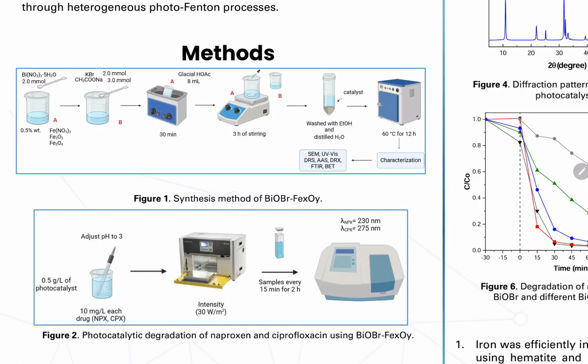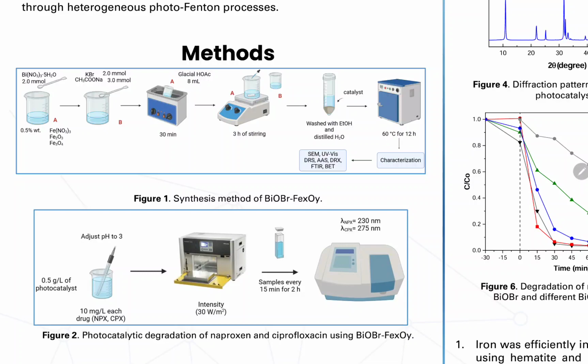Subsequently, the solid is centrifuged and a series of washes are made. It is dried at 70 degrees Celsius and recovered. Finally, the materials are characterized by scanning electron microscopy, ultraviolet visible diffuse reflectance spectroscopy, atomic absorption spectroscopy, X-ray diffraction analysis, and Fourier transform infrared spectroscopy.